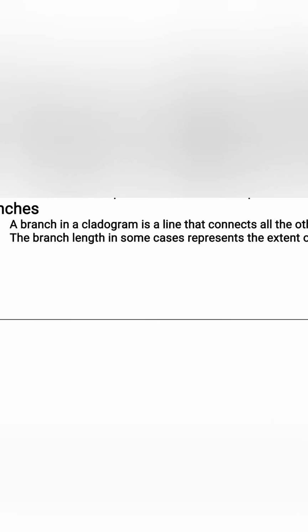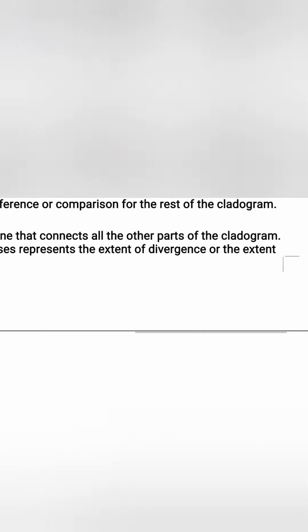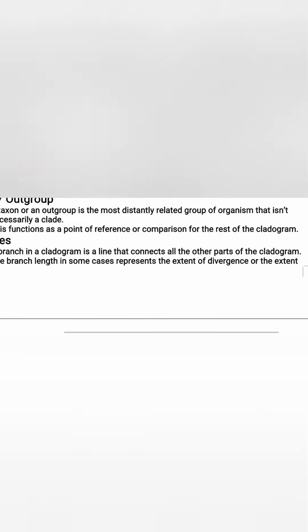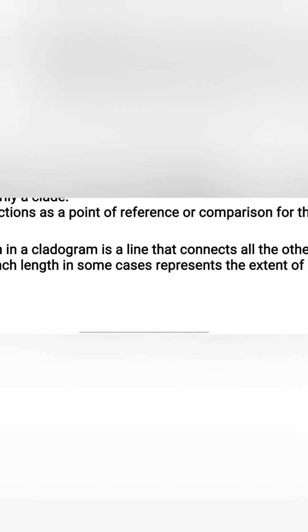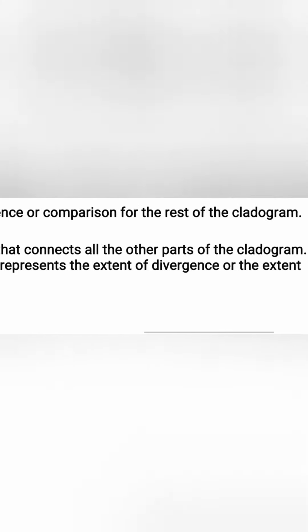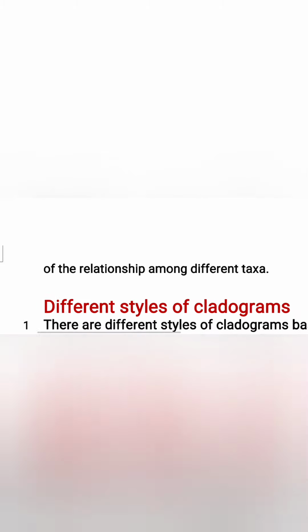Then a branch in a cladogram is a line that connects all other parts of the cladogram. So the function of a branch is to connect the different parts of the cladogram. Branch length in some cases represents the extent of divergence or the extent of the relationship among different taxa.